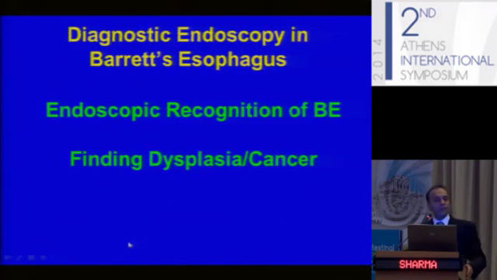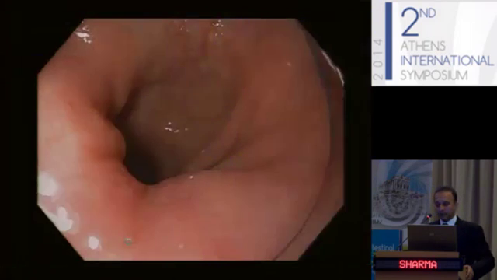So when you look at the role of endoscopy in this patient population, the first is recognition of Barrett's, that the patient has Barrett's esophagus. And the second is then finding dysplasia and adenocarcinoma in these patients.